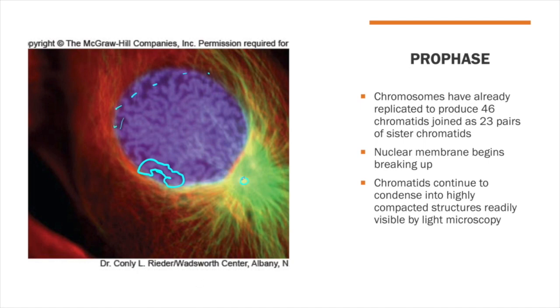You can see our centrosome here, and all of these microtubules are starting to come out. And these microtubules are going to be used to go to the poles. So we have astral microtubules, kinetochore microtubules, and the polar microtubules. We have the chromatids continuing to condense, and eventually they will become super compacted structures.